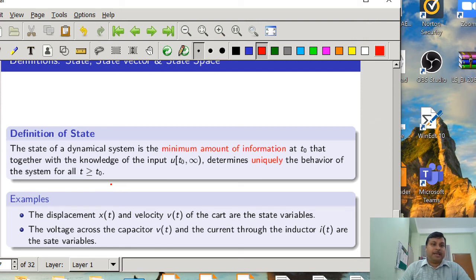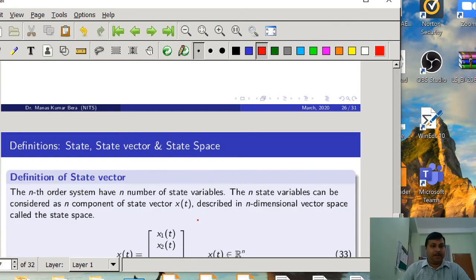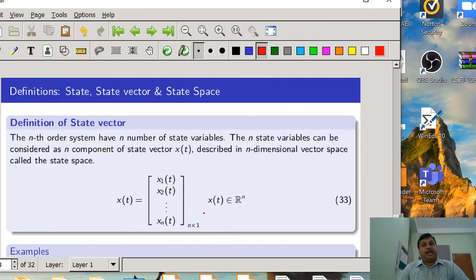Okay, and what are the examples of state variables? The displacement x(t) and velocity v(t) of the cart are the state variables. The voltage across the capacitor v(t) and the current through the inductor i(t) qualify as state variables. As we have claimed, these two examples are second order, so the minimum number of state variables we have identified is two. We can generalize it: if we have an nth order differential equation, then there exist at least n state variables.